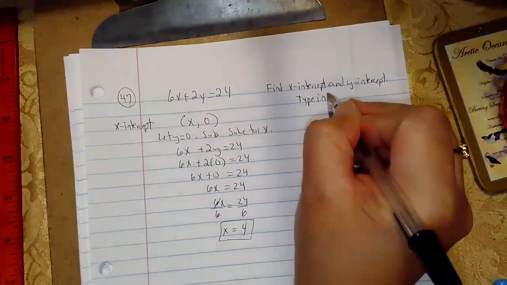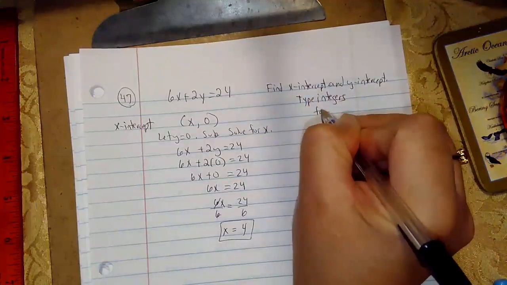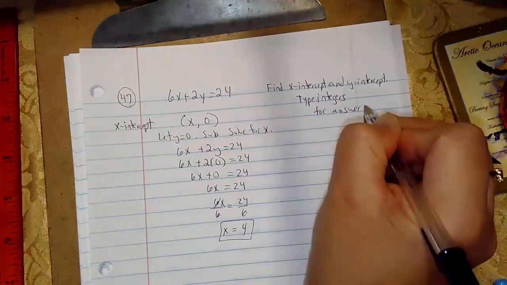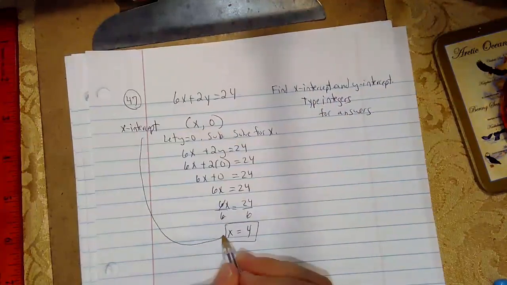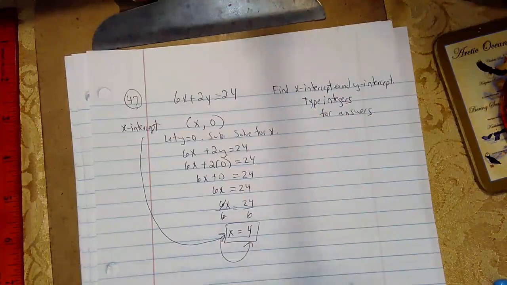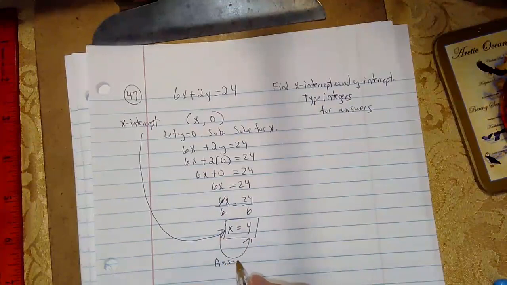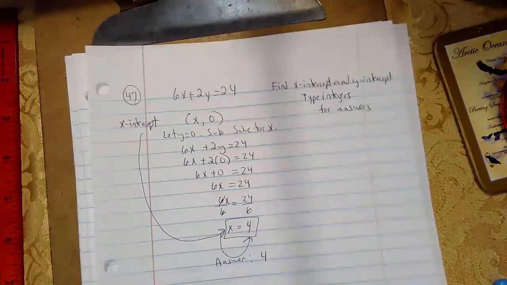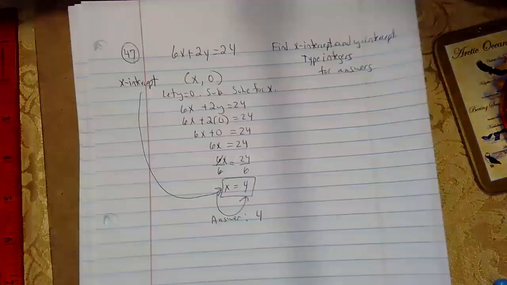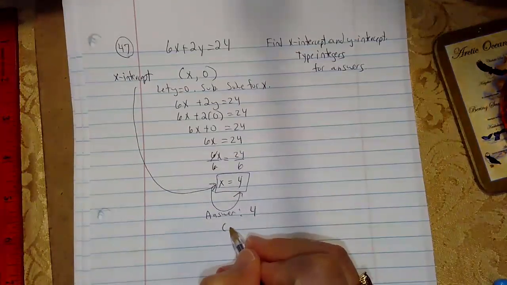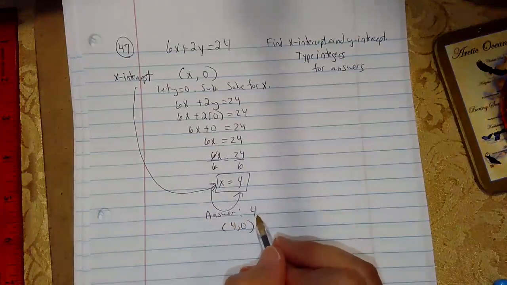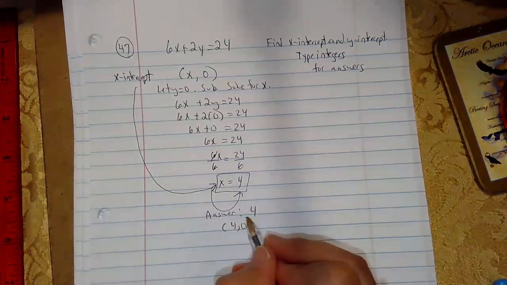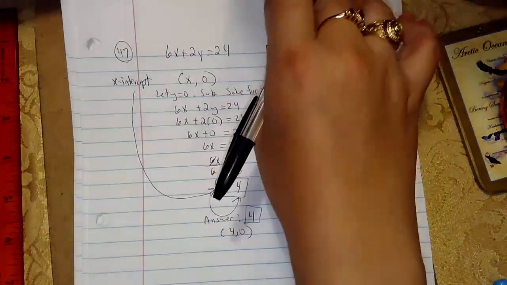Yeah, so they do say that the answer is 4 because they want you to type integers for answers. Yeah, so the x-intercept then would be just 4. Okay, so that would be your answer. Okay, so as an ordered pair, we have 4, 0, but they just want an integer, so you would put that on the blank.